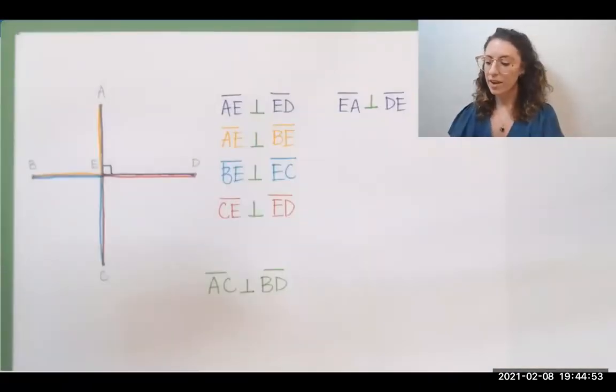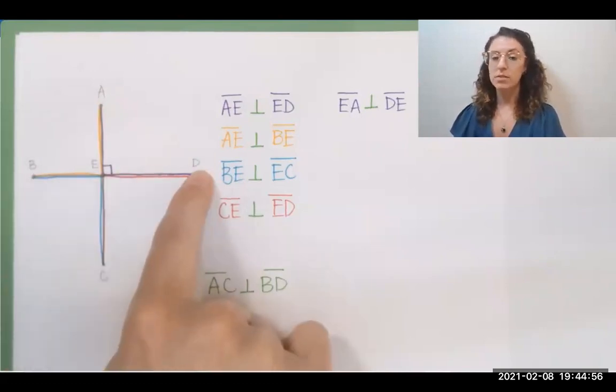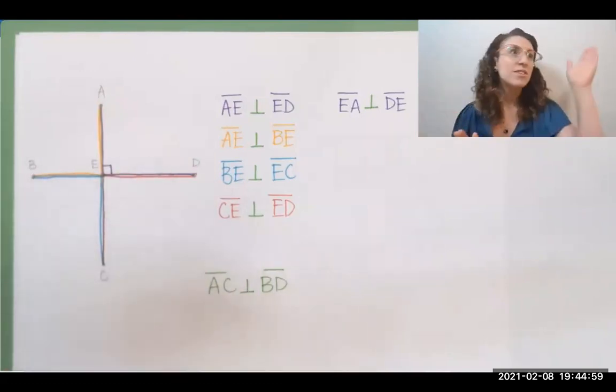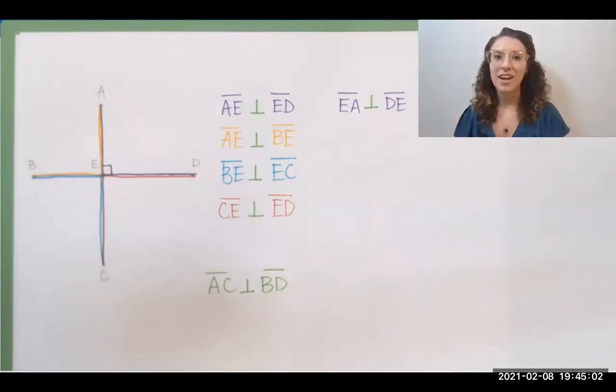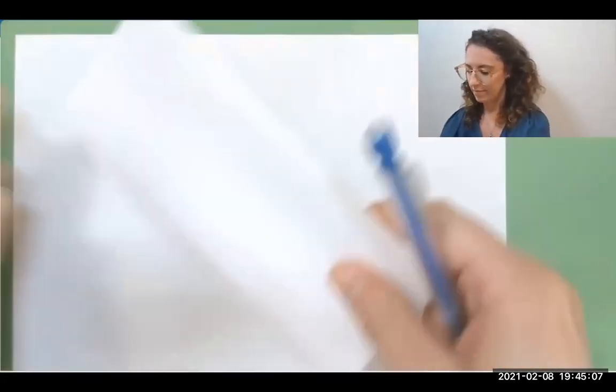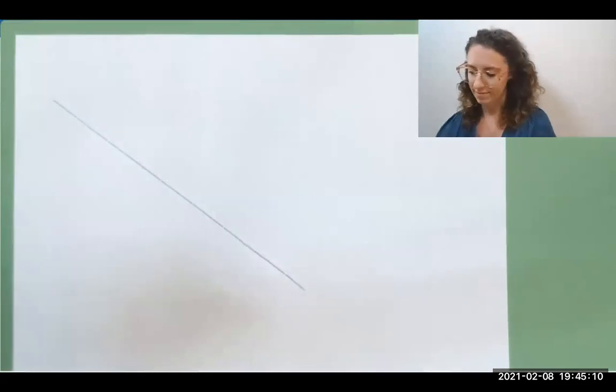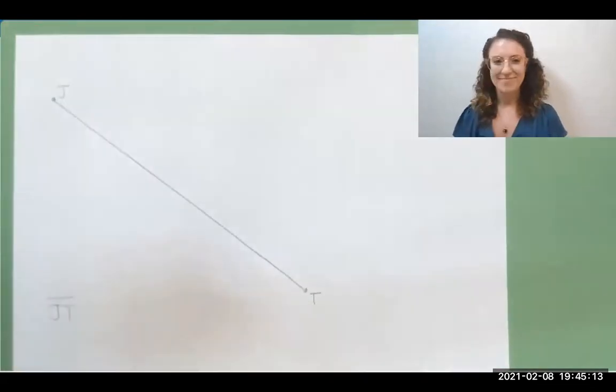Now that we can define perpendicular and identify examples of perpendicular lines, it's time to draw them ourselves. Earlier, we looked at vertical and horizontal line segments, but a line could go in any direction. So I'm going to draw a diagonal line segment. This is line segment JT. I can use my right angle tool to draw a line that's perpendicular to line segment JT, even if it's diagonal. Watch this.